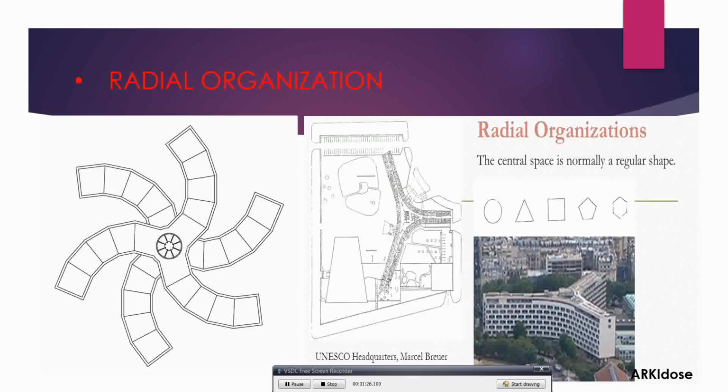The next one is radial, and the central space is normally a regular shape. So like this one, it looks like a propeller. A composition of linear forms extended outward from a central form in a radial manner.